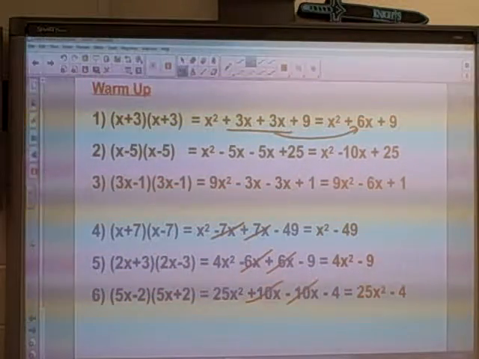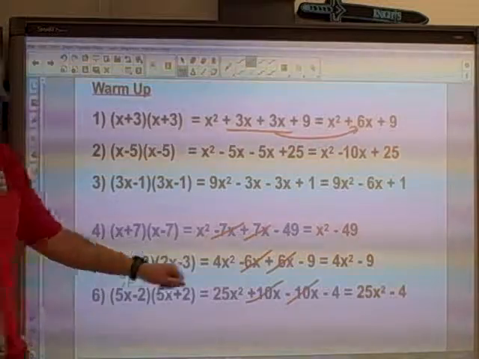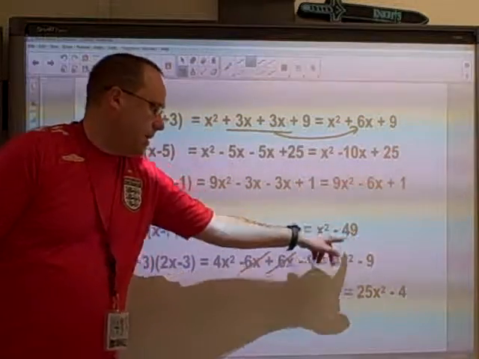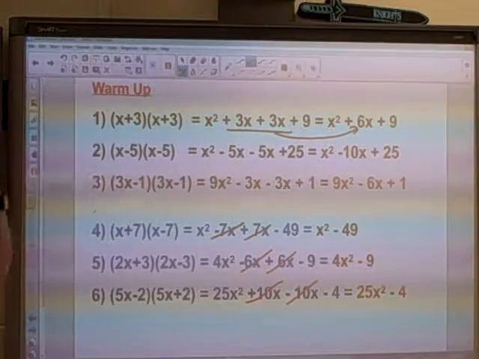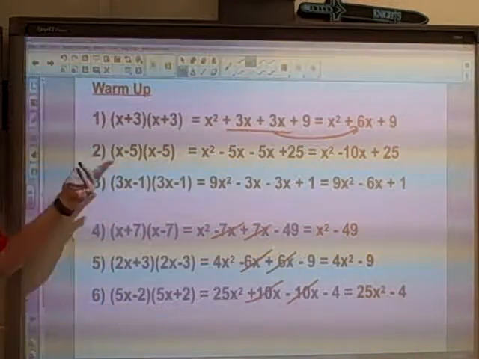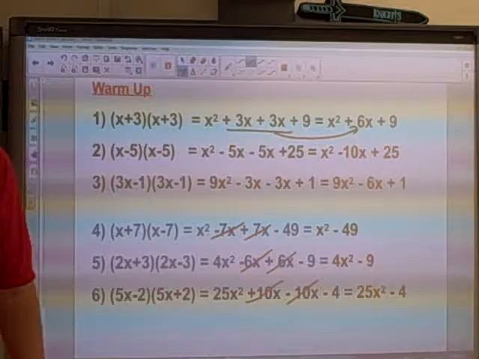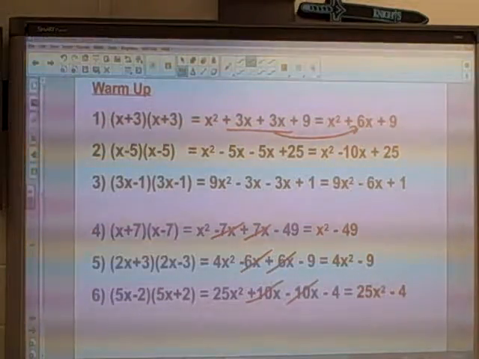Now there is a name that goes with that. This is actually called difference of squares. The reason being is 49 is 7 squared, and x squared is x times x. So there is a quick way of actually working these questions out when that happens. So that was our warm-up that we did today.